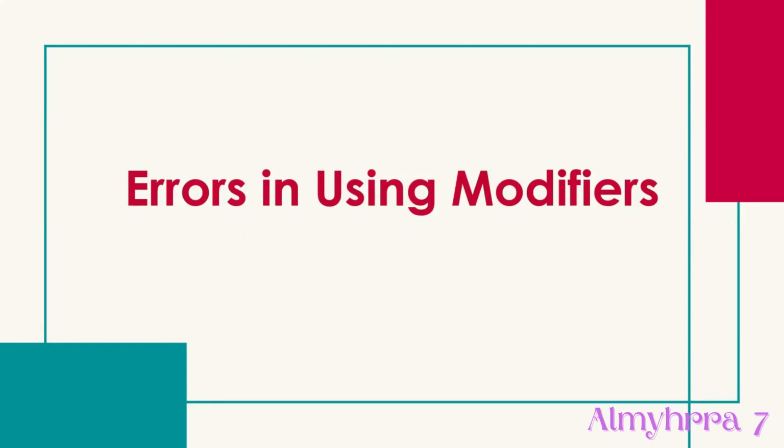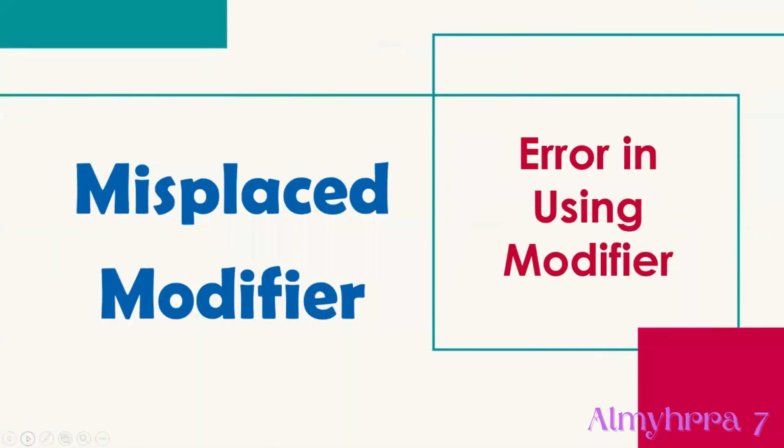Previously, we discussed the errors in using modifiers, and these errors would surely affect the meaning of the sentence. And today, we're going to discuss what these errors in using modifiers are that we need to avoid, and how can we correct them. Let's find out. The first type of error in using modifiers is what we call misplaced modifier.